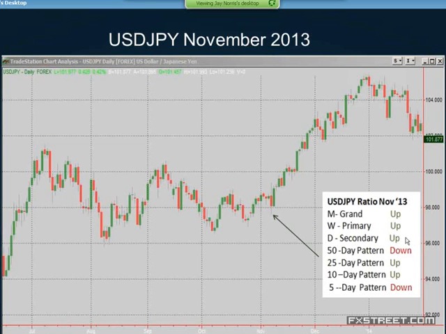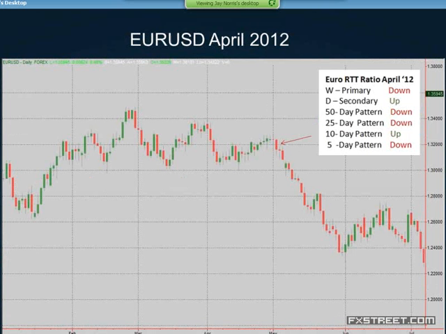Well, you home in on these patterns here, and you know pretty much exactly what to do. And I just went back historically. I was curious, and I looked at how the pattern was set up for some big turns in the market. And here in April 2012, you had a big sell-off in the euro. And no surprise, you had the majority bend down.